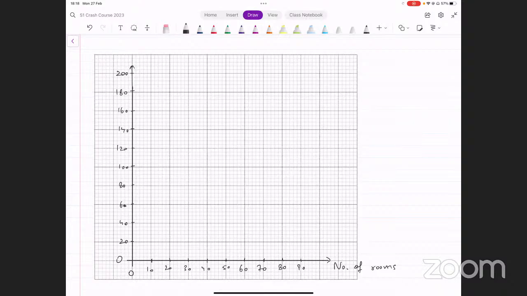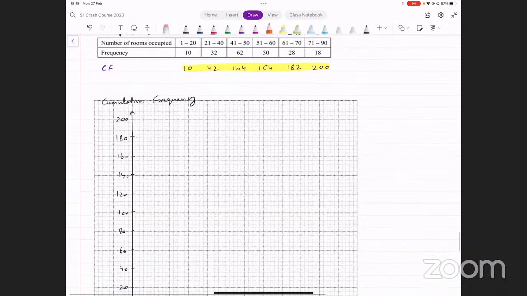Now, again, you label the axes. On the horizontal axis, you have number of rooms. On the vertical axis, you write cumulative frequency. Remember, on a histogram, you have frequency density. On a cumulative frequency curve, you always have cumulative frequency on the vertical axis. Now you just need to plot those values and join those points using a curve.